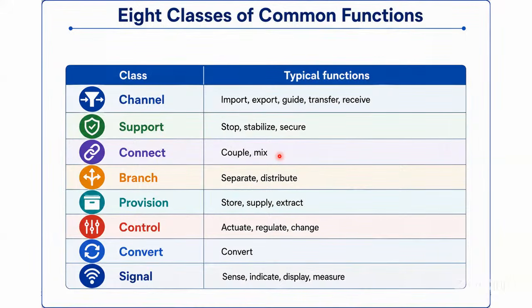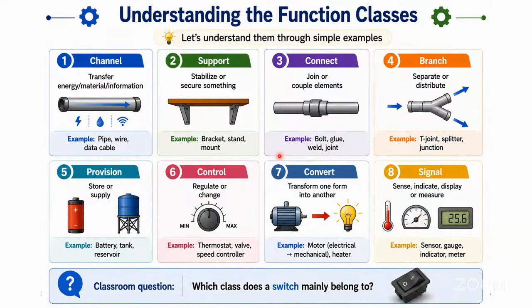So these common functions are divided into 8 classes. They are channel, support, connect, branch, provision, control, convert, and signal. We'll see them with example. For example, if you take channel, it is for transferring information or material from one point to another. If you take an example of pipe, it is transferring water from one point to another point. Or if you take a data cable, it is transferring information from one point to another point.